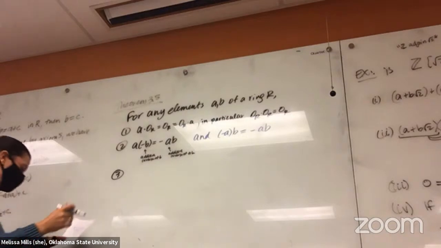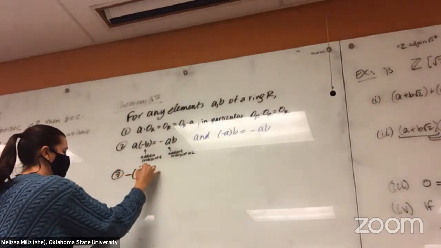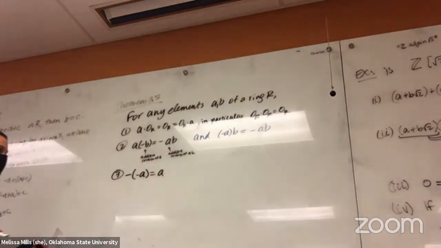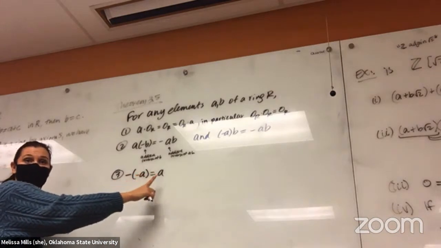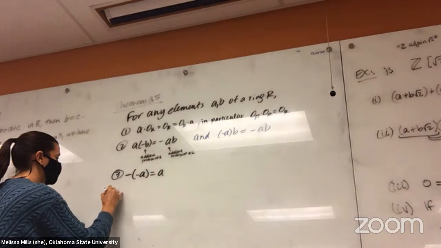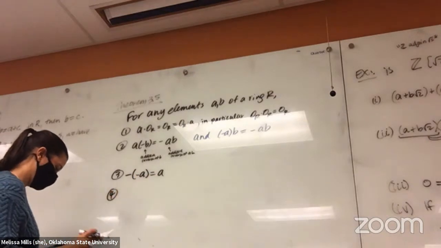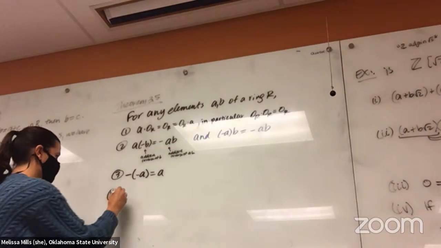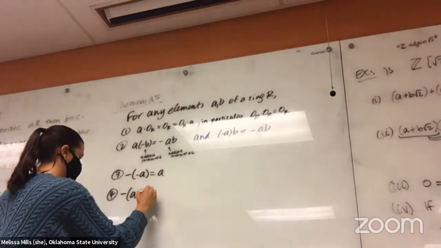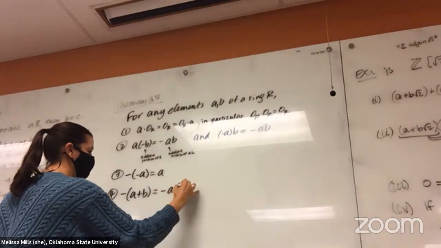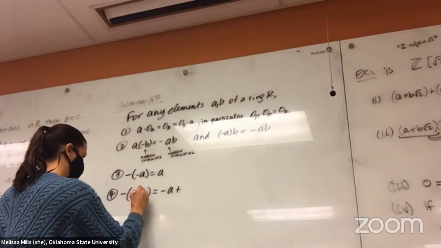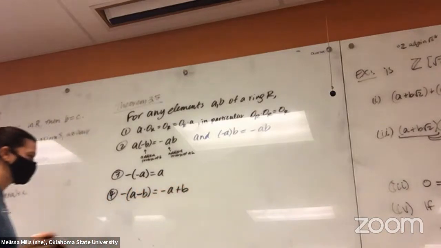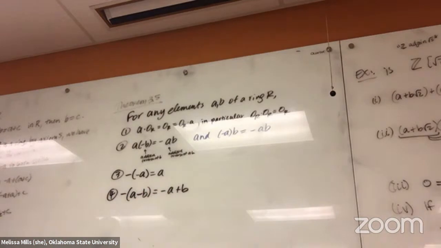So, anyway, what does this mean? Negative of negative A. What is this saying? This is saying the additive inverse of the additive inverse of A is A. A lot of these deal with inverses. So the additive inverse of A plus B equals the additive inverse of A plus the additive inverse of B. And then A minus B. There we go. The additive inverse of A minus B is the additive inverse of A plus B.